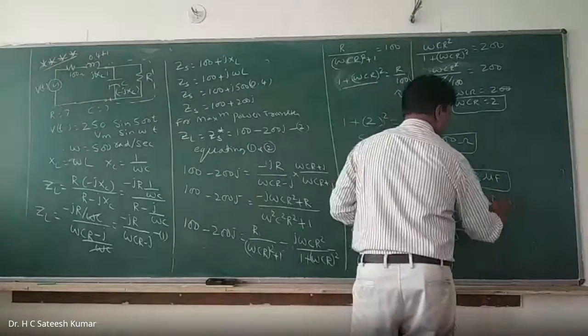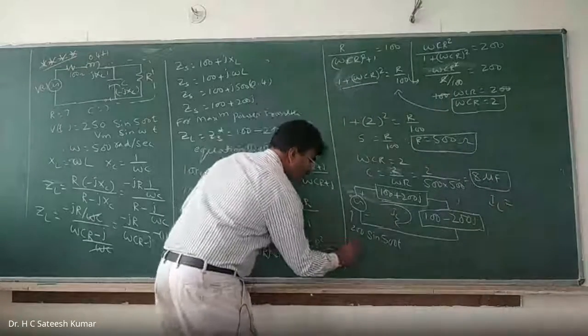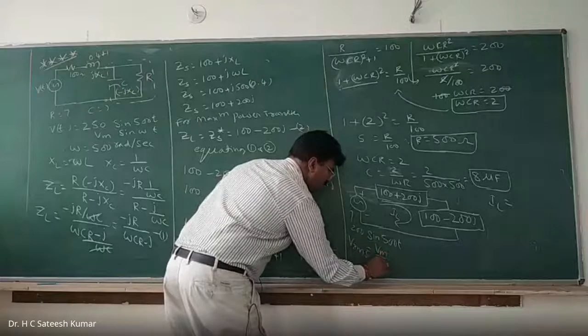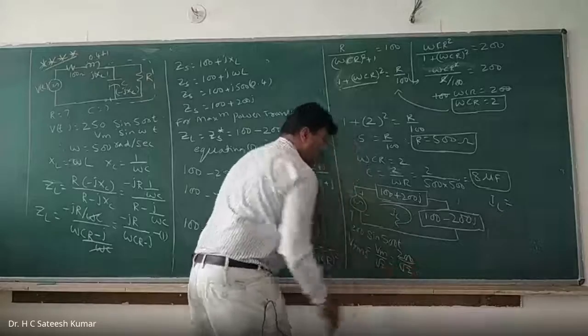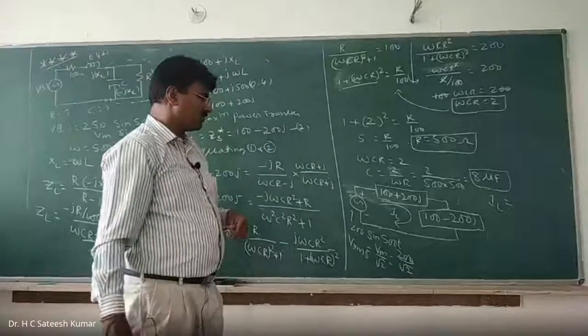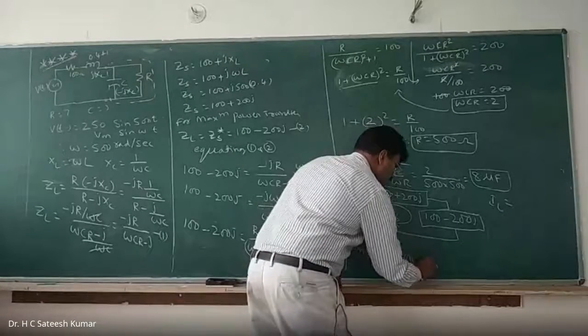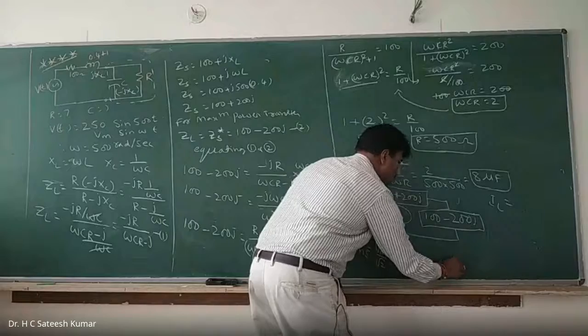Before that, VRMS we should do. VRMS is equal to Vm by root 2, which is equal to 200 divided by root 2. 200 divided by root 2 means what? 141.42 volts. Okay, right.